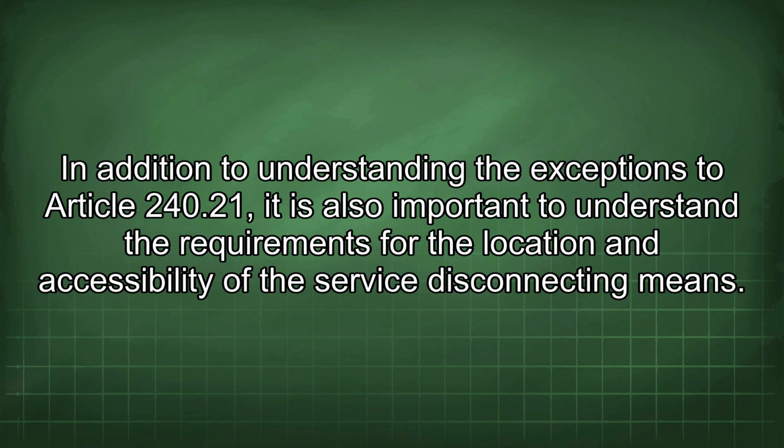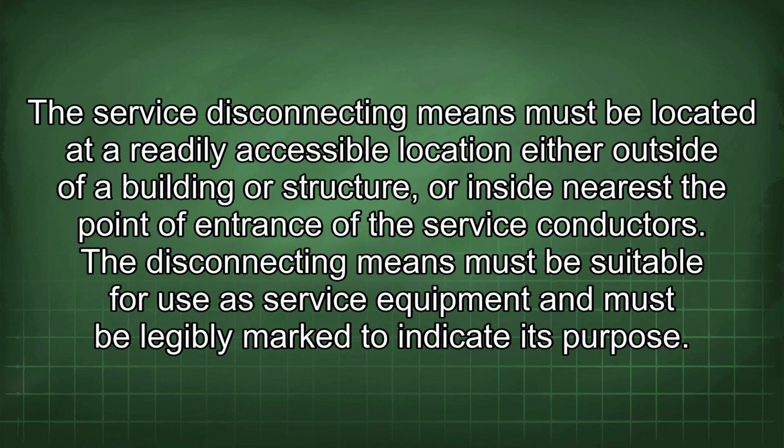In addition to understanding the exceptions to Article 240.21, it is also important to understand the requirements for the location and accessibility of the service disconnecting means. The service disconnecting means must be located at a readily accessible location either outside of a building or structure or inside nearest the point of entrance of the service conductors. The disconnecting means must be suitable for use as service equipment and must be legibly marked to indicate its purpose.